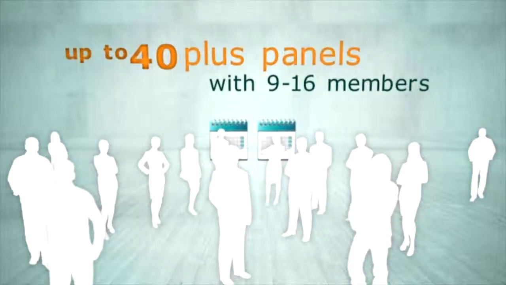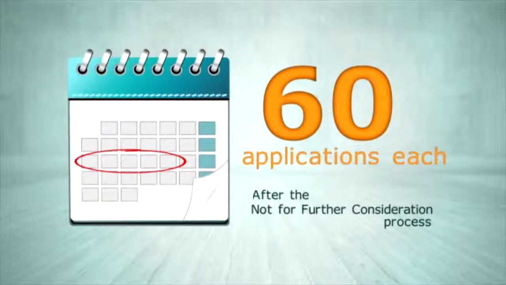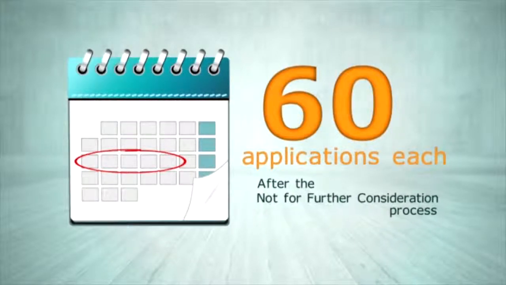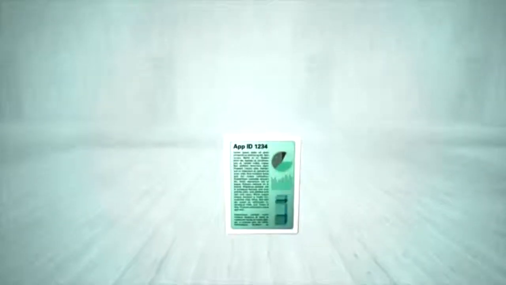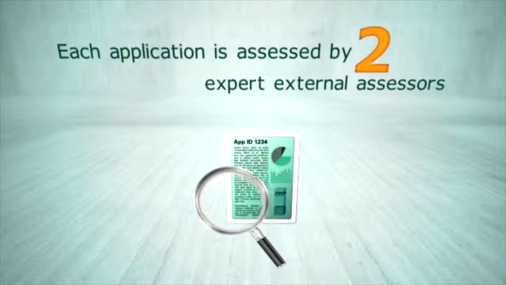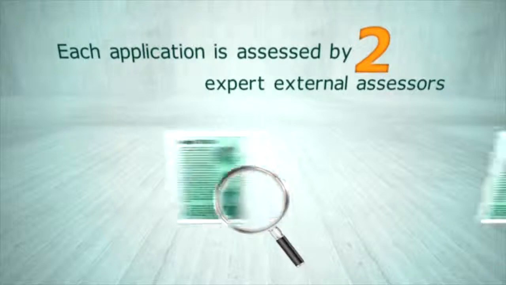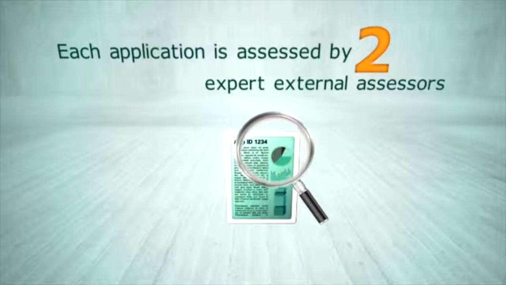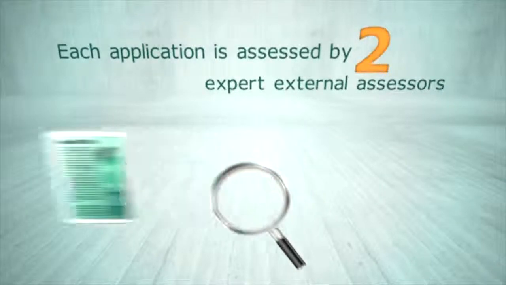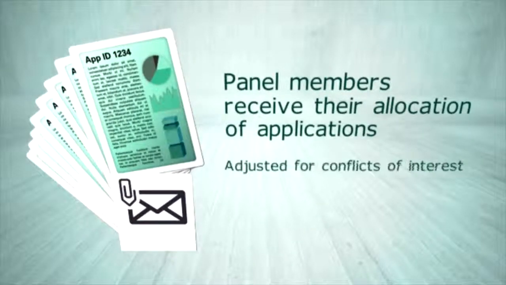This will involve up to 40 panels, each with between 9 to 16 panel members. Panels will meet for approximately a week to assess around 60 applications each after the not for further consideration process. After applications have been received in March, NHMRC's Assigners Academy members begin their task of identifying 2 expert external assessors to provide independent assessor reports for each application. Meanwhile, panel members receive their allocation of applications adjusted for conflicts of interest.